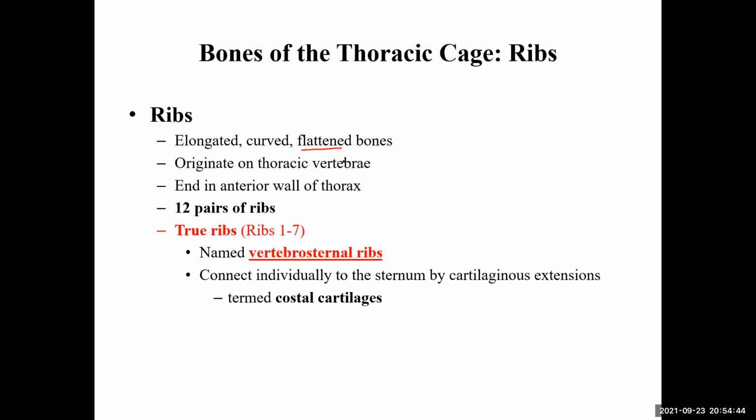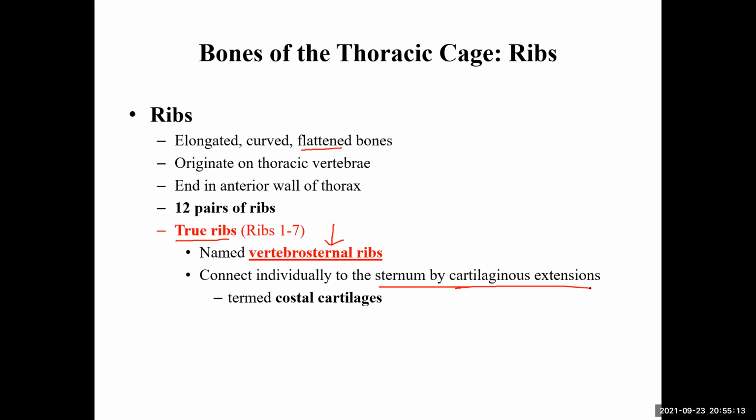The first 7 pairs, we call those true ribs. Another name for them is vertebrosternal. What does that mean? Well, the first part of that name, vertebral, tells you the origin, right? They originate on the vertebra. Where do they wind up? On the sternum. And they wind up on the sternum through the costal cartilage.